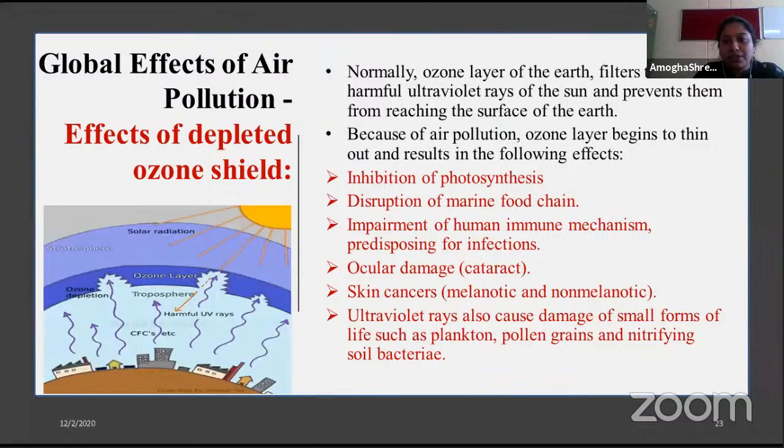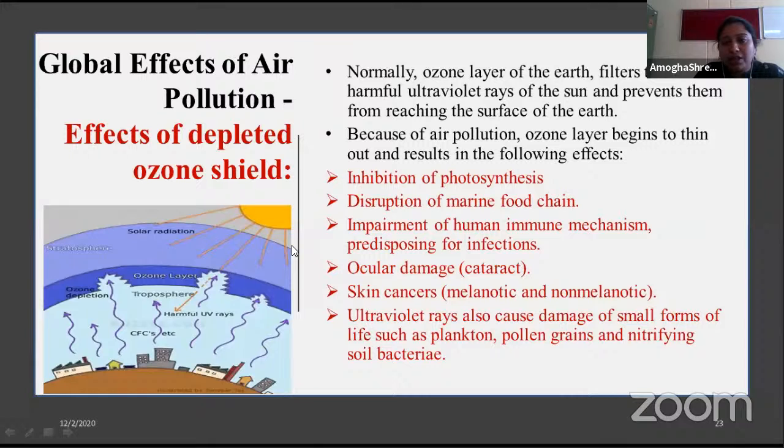Then effects of the depleted ozone shield. Normally, the ozone layer of the earth filters the harmful ultraviolet rays. It will not allow them to reach the surface of the earth. But because of air pollutants, the rays pass through.